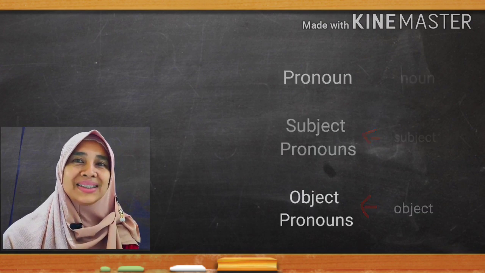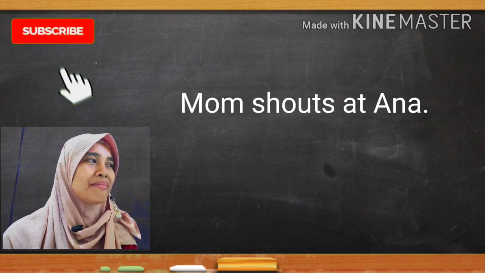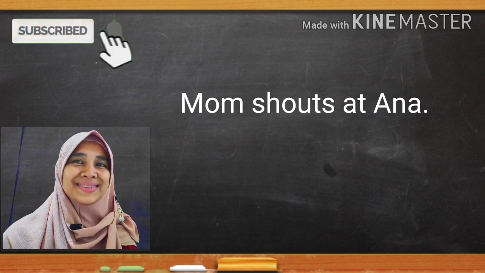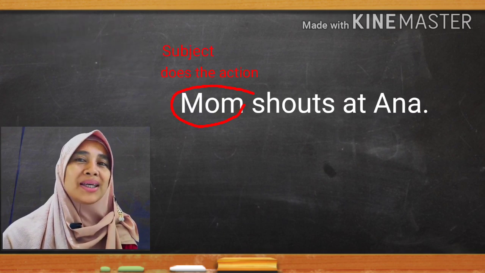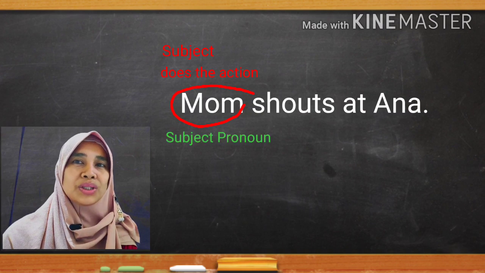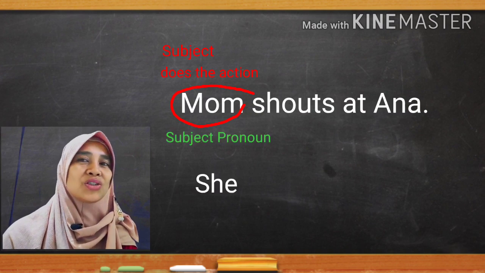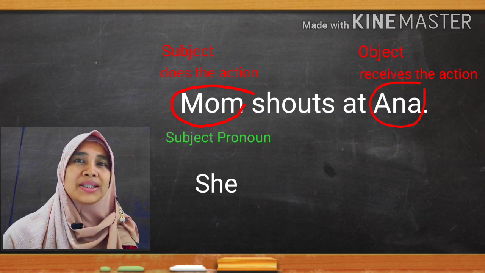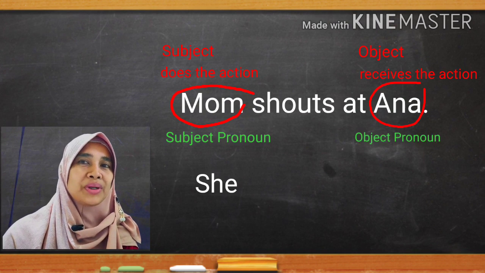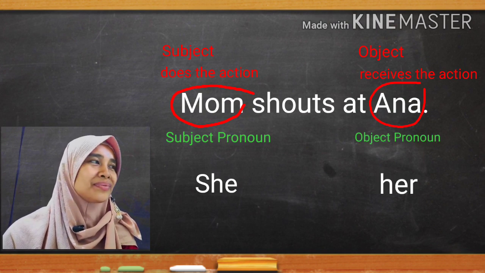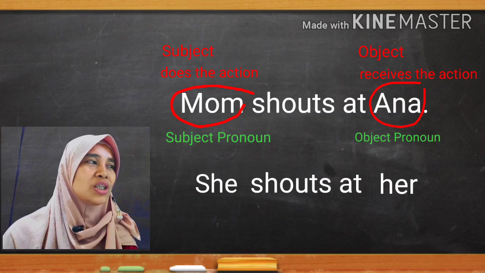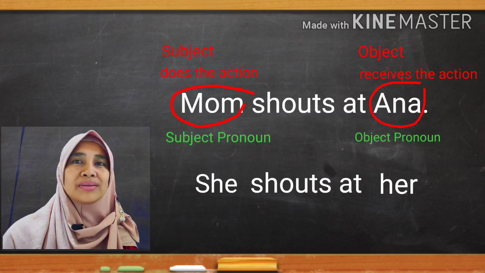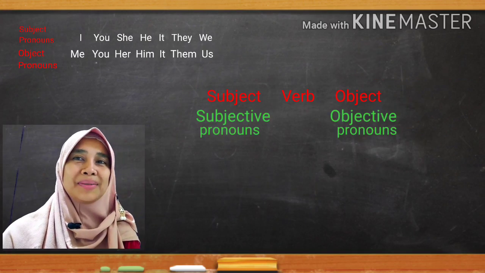Now let's see this sentence one more time. Mom shouts at Anna. Mom is subject that does the action. To replace subject, we need to use subject pronouns, she. Anna is the object that receives the action. To replace object, we need to use object pronouns, her. So we can say, she shouts at her. Now let's see more sentences.